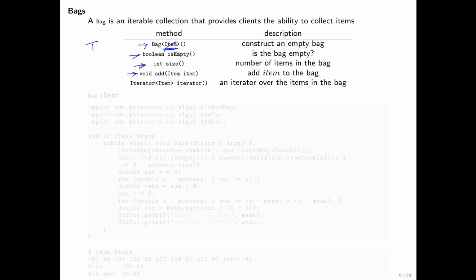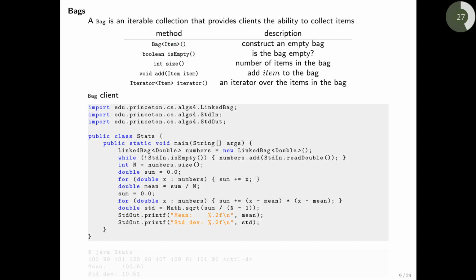And then since a bag is an iterable collection, it's going to implement the iterable interface, meaning it will support this iterator method from the iterable interface. That returns an iterator object that you can then use to enumerate or iterate over the elements of the bag. You can, for example, use the for each statement to iterate over a bag. So that's the API. It's rather simple. Let's now look at an example of a client program that makes use of the bag API to do something interesting.